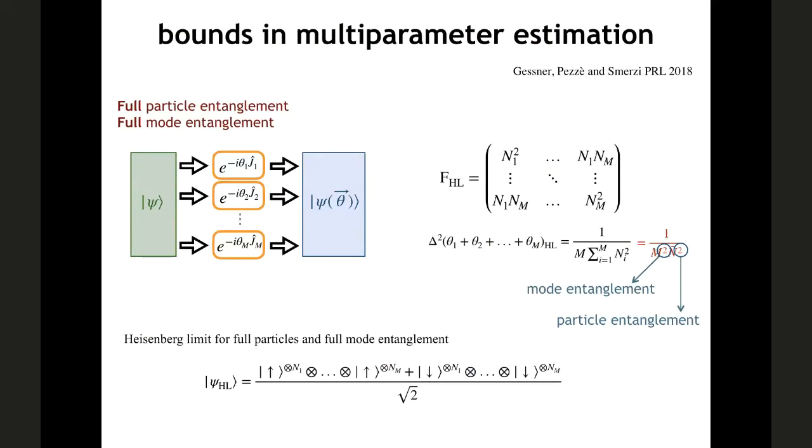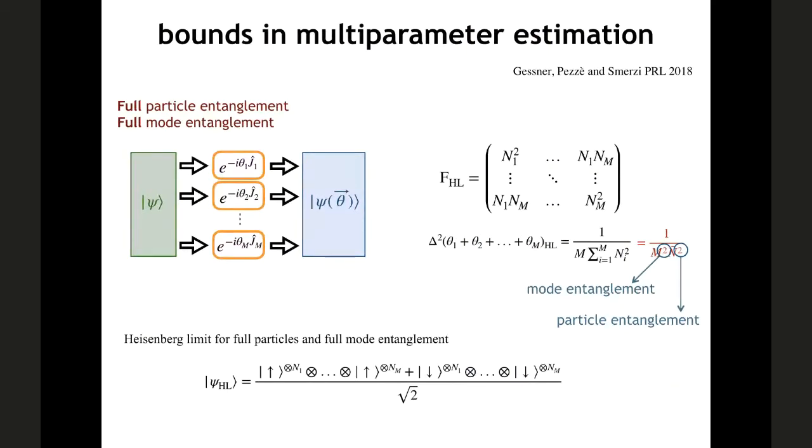And the Heisenberg limit is reached by this state. This is the Heisenberg limit for full mode and particle entanglement. So the missing slide was the conclusion.